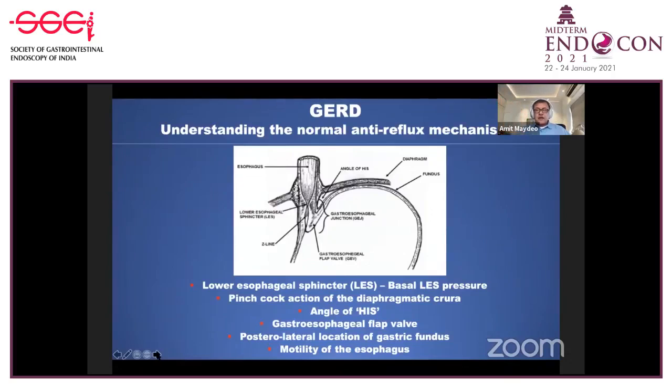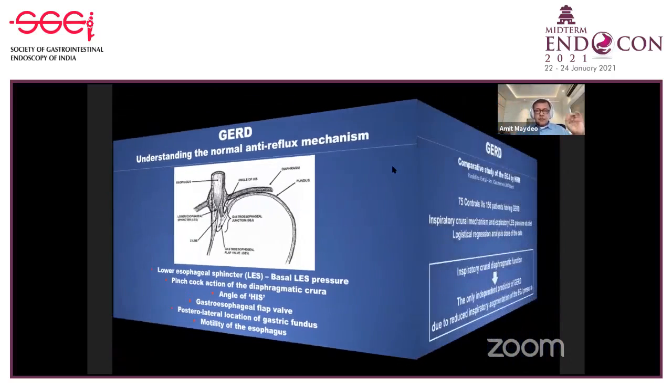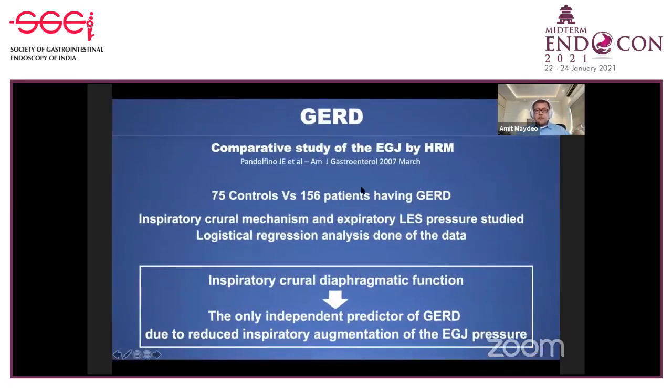So all these 6 factors are very, very important to prevent reflux in a normal human being. And if you go to see this paper, which was published way back in 2007 by Pandolfino, he studied all the anti-reflux mechanisms in a normal human being, and he found that the most important criteria to prevent reflux in the normal human being is the inspiratory crural diaphragmatic function, not the basal LES pressure. So the only independent predictor of GERD was this.